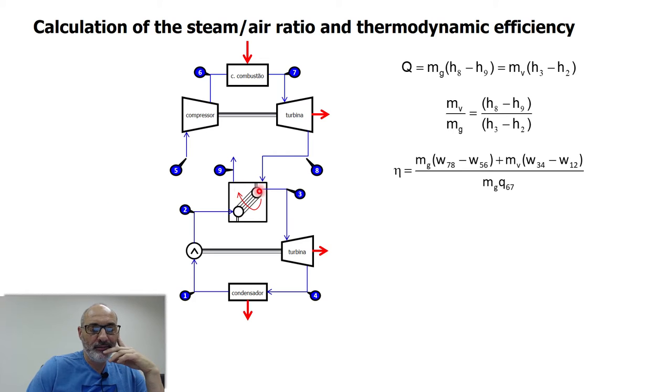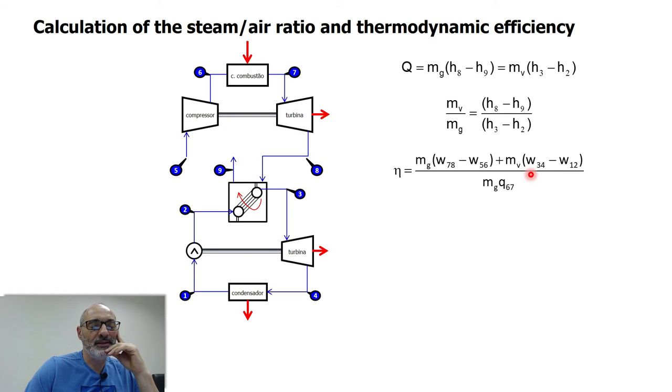So moving further, our efficiency is the net work divided by the amount of heat absorbed from the external source, okay? The total net work in the gas cycle is W78, the work produced in the turbine, minus the work consumed in the compressor.